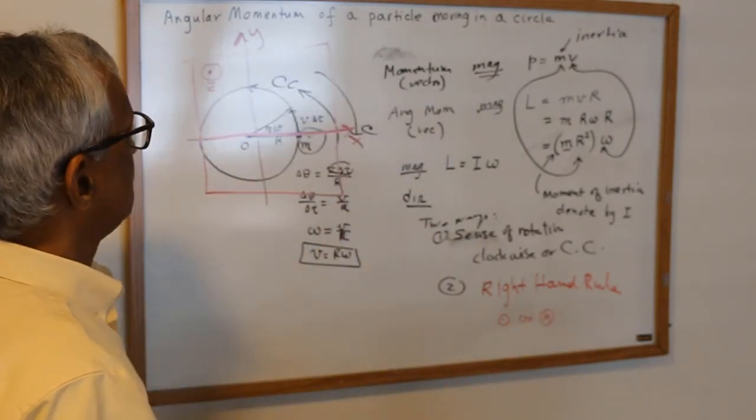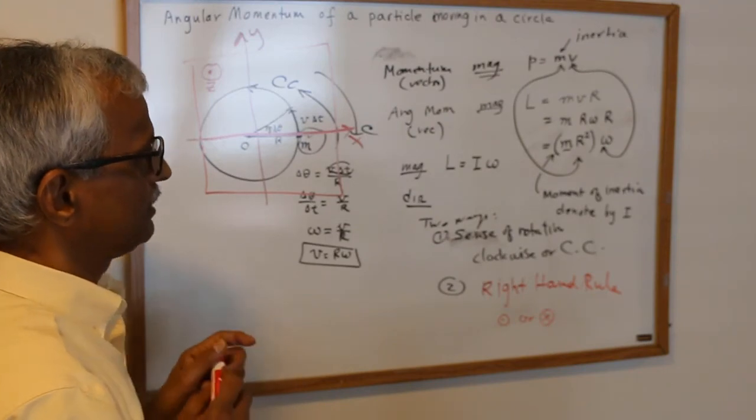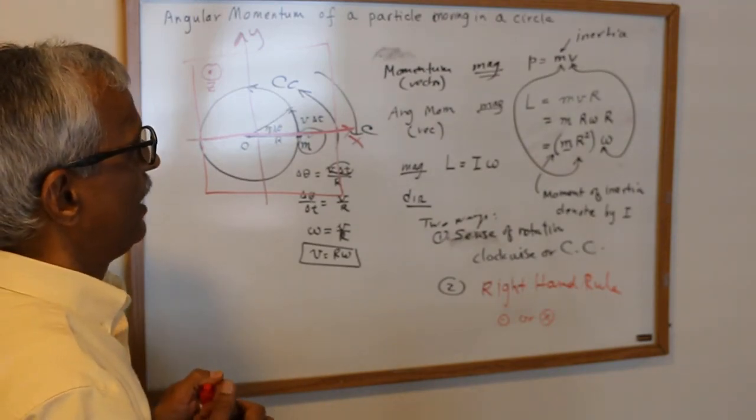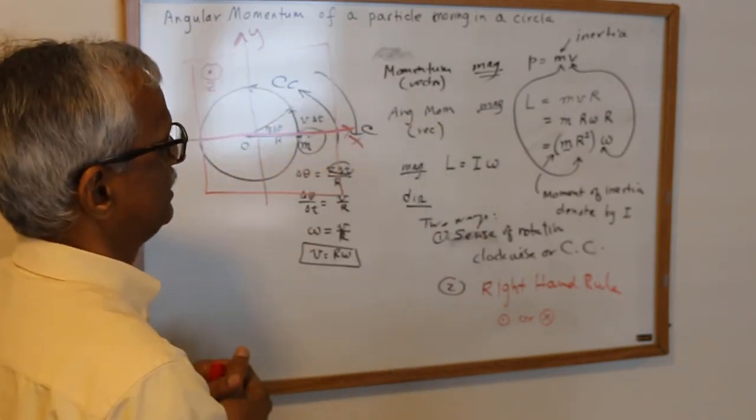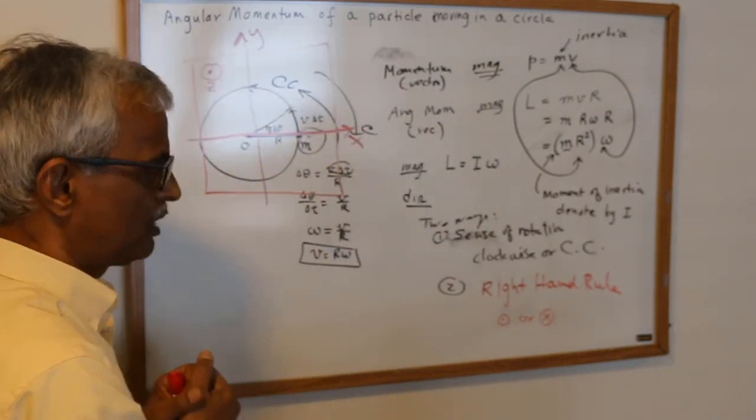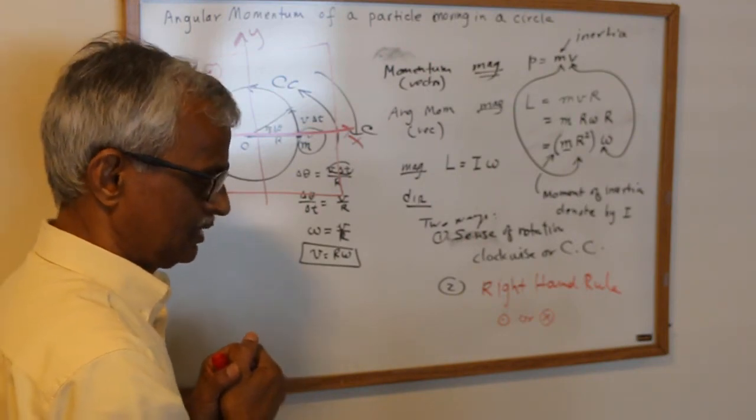So these are a couple of ways of doing angular momentum of a single particle in a circle. In the next video, I'm going to do angular momentum of a system which has more than one particle. So I'm going to stop here.